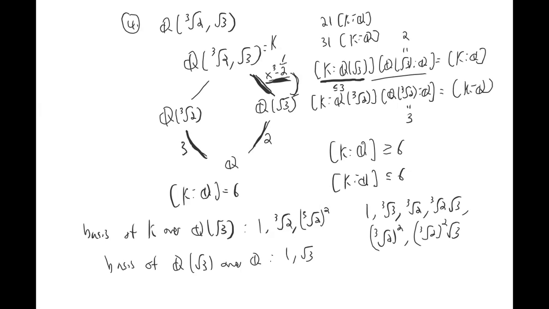But we basically argued it was already degree 6 by using the tower rule. Whoa, did I mess up? Oh, sorry, square root of 3. Thank you.